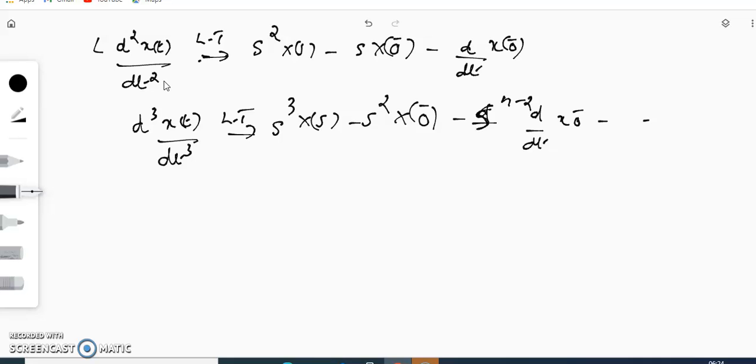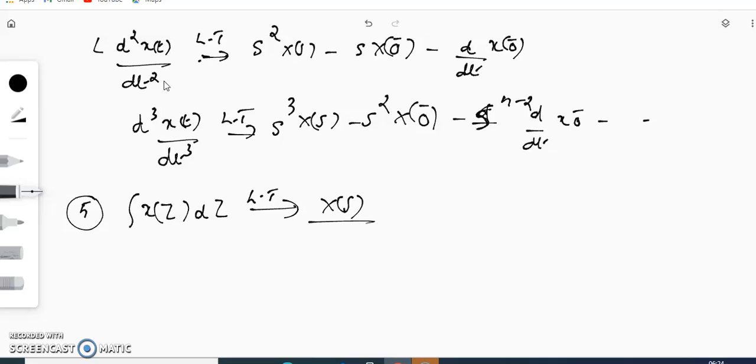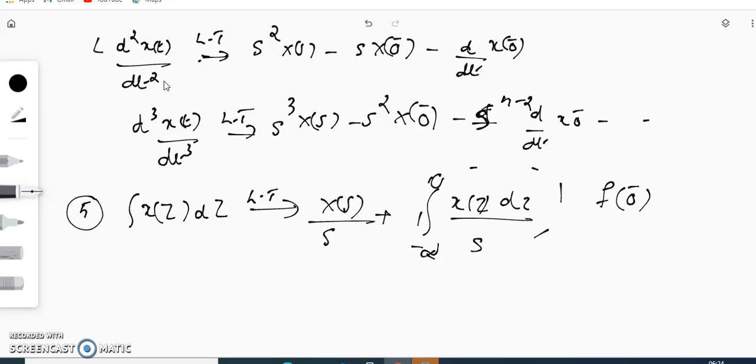Another property, which is the fifth property, is integration in time domain, that is integral of x of tau d tau. What is the Laplace transform? It is x of s divided by s plus integral minus infinity to 0 of x of tau d tau divided by s. This integral from minus infinity to 0 means it exists before 0, so this can also be called the function at 0 minus. That means initial conditions divided by s. So if initial conditions are given, it is the initial condition divided by s.